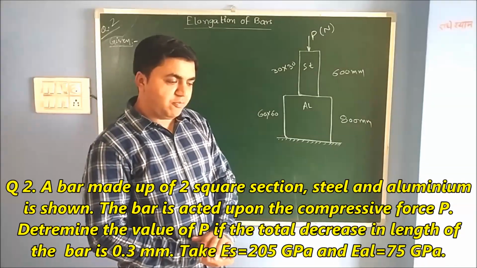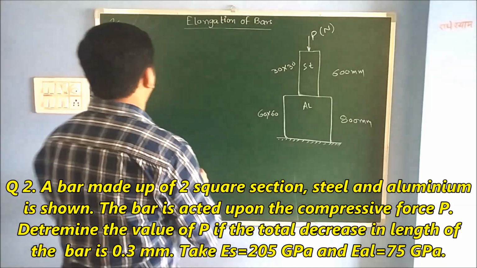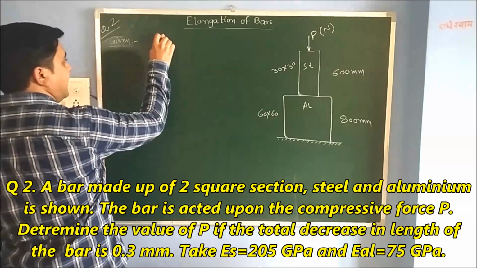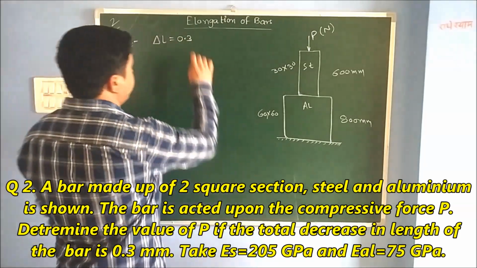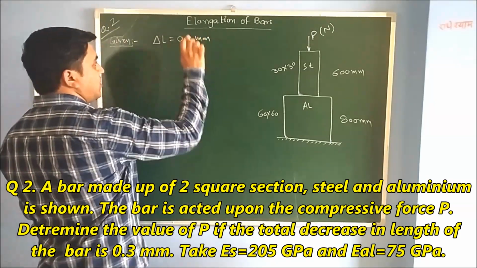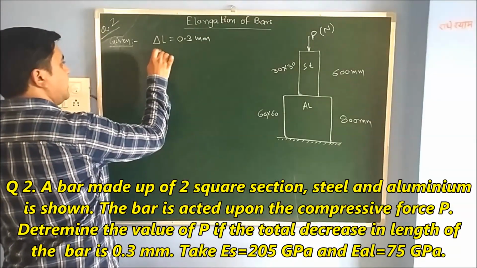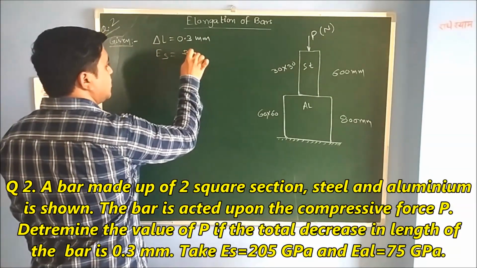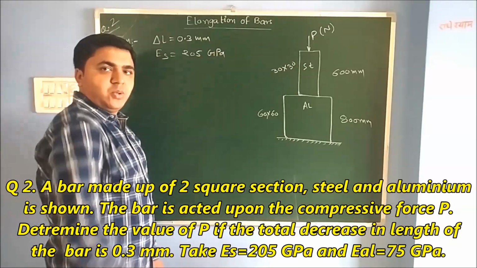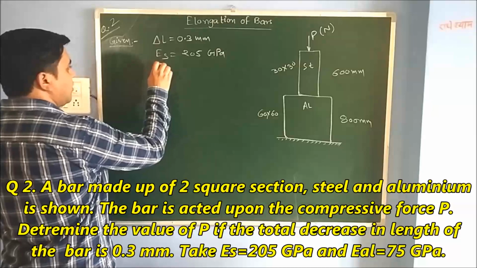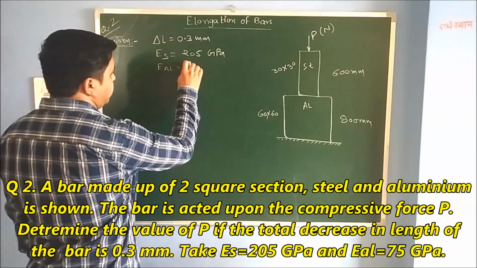Determine the value of P if the total decrease in length of the bar is 0.3. That means total delta L is given to you, 0.3 mm. At the same time, Young's modulus of steel is also given, that is 205 GPa, which you have to convert into MPa, and Young's modulus of aluminium is equal to 75 GPa.